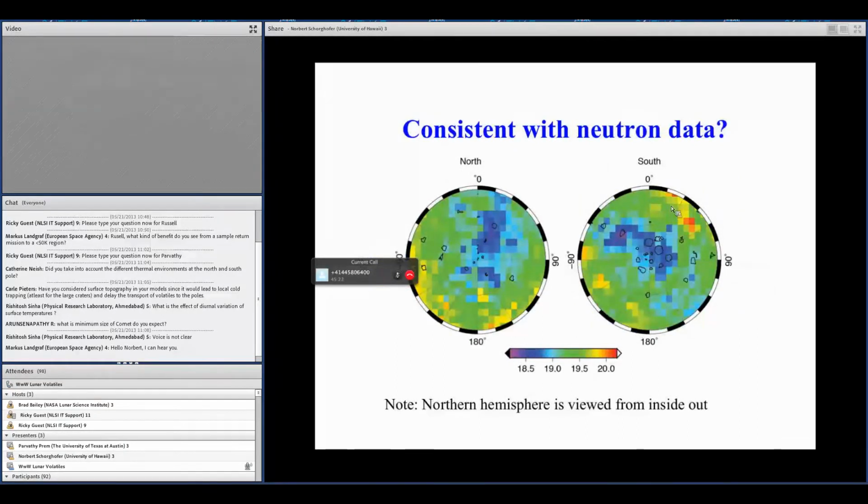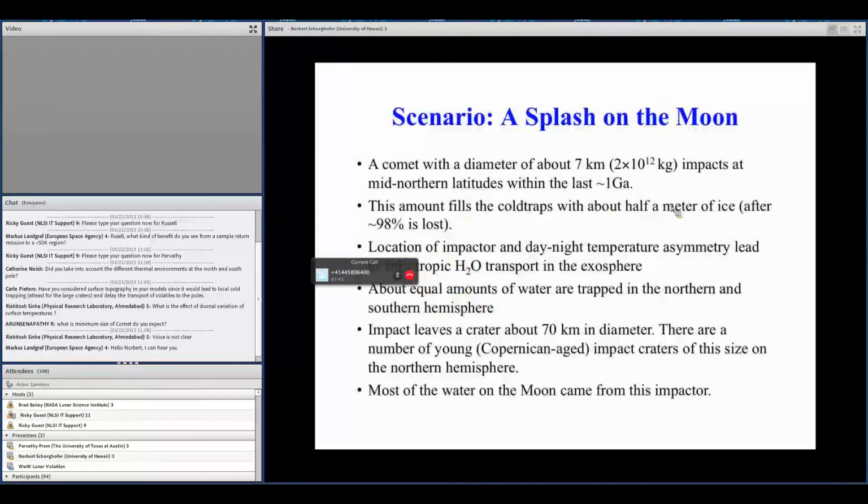And so this is consistent with neutron data. Well, I think it can only explain why there is as much water in the north as in the south. It does not explain why some of these cold traps seem to be empty. It doesn't really explain the latitudinal asymmetry. But it does explain the amount.